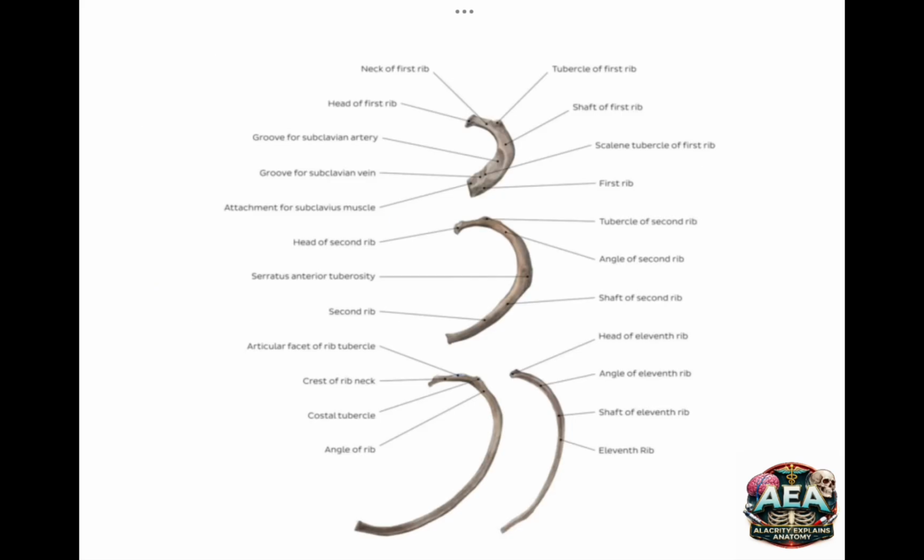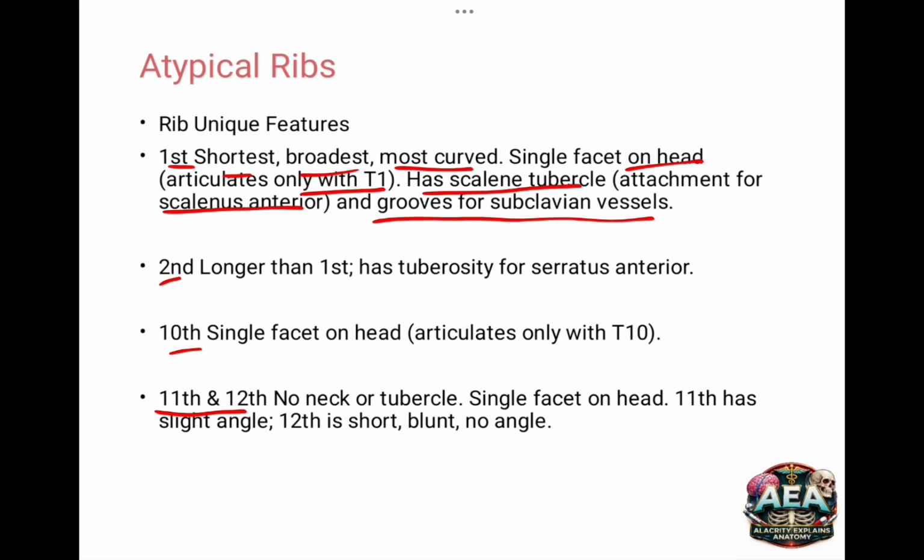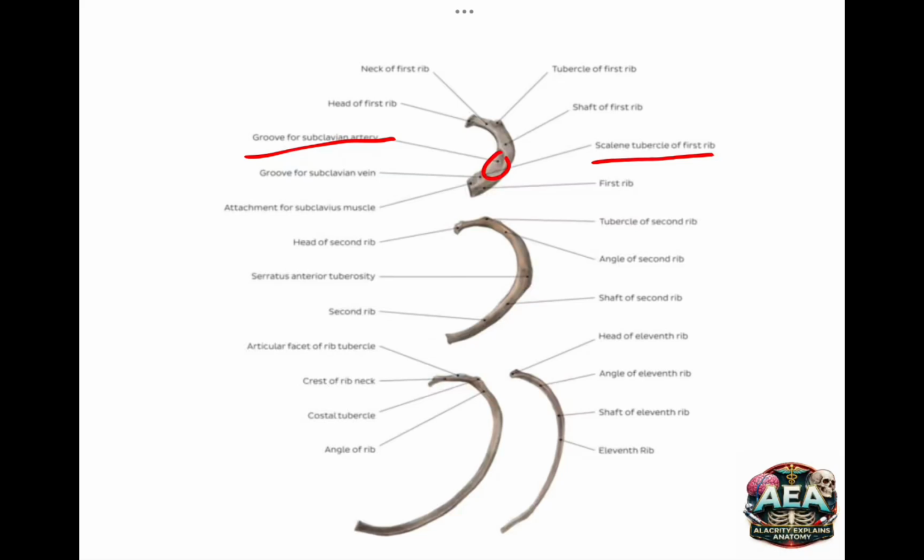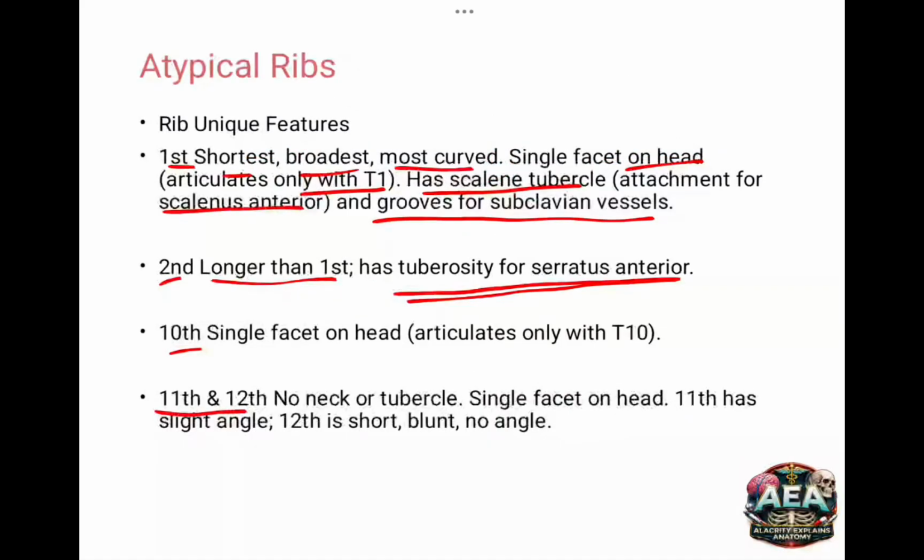If you look at it, these are the groove. This is the groove for the subclavian vessel, as you can see here. It also has a scalene tubercle on the first rib that is for attachment of the scalenus anterior muscle. Now the second atypical rib is the second rib, which is longer than the first. It has a tuberosity for attachment of the serratus anterior muscle. That's for the second rib.